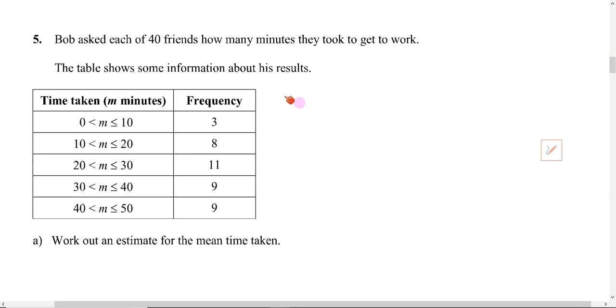Now, this is what I want to move on to. Those ones should have been okay, a bit of a recap. Maybe you already know how to do this, but we've got Bob, who asked 40 friends how many minutes they took to get to work. The table shows some information about his results. Can you just interpret that table for me? What does it mean?